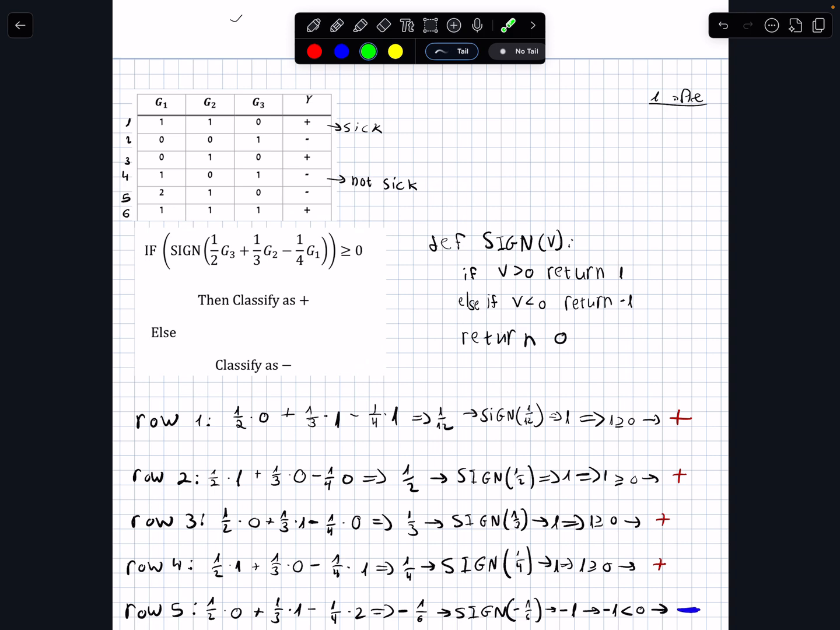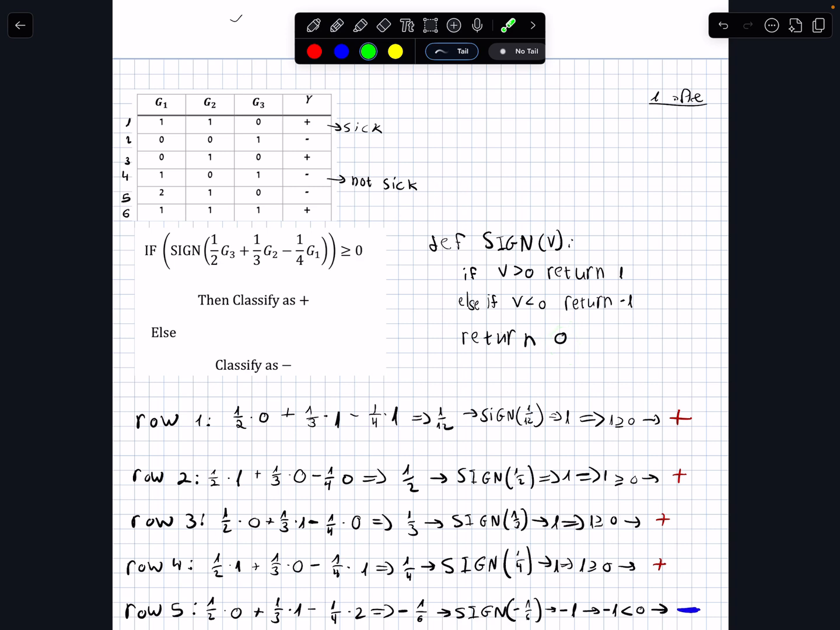We take half of G3, and a third of G2, and minus a fourth of G1. And then if the sign is bigger than or equal to 0, then it's plus, meaning you are sick, and else it's minus. So this is the sign: if the value is bigger than 0, we return 1. If it's less than 0, we return minus 1, but if it is actually 0, we return 0.